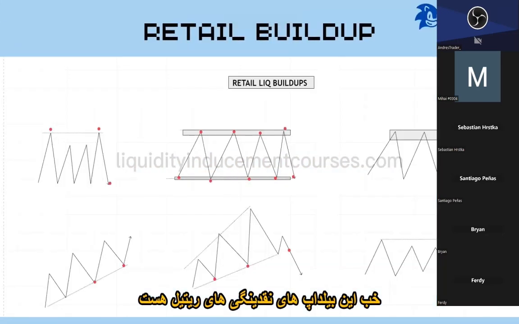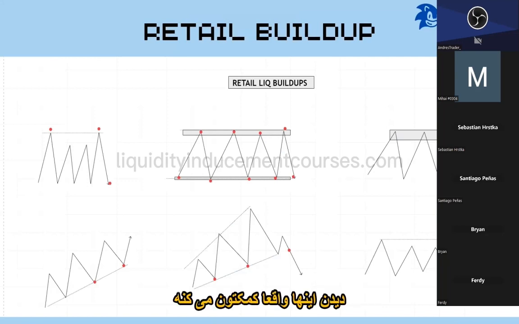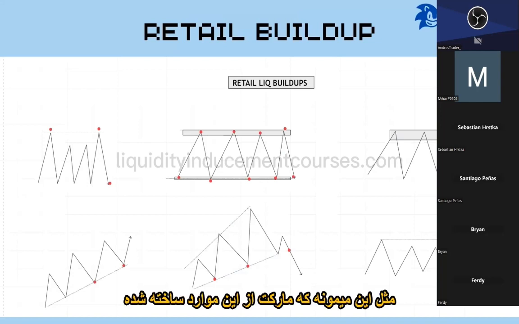So this is a retail liquidity buildup, and seeing this is really helpful. This is what the market is made of.